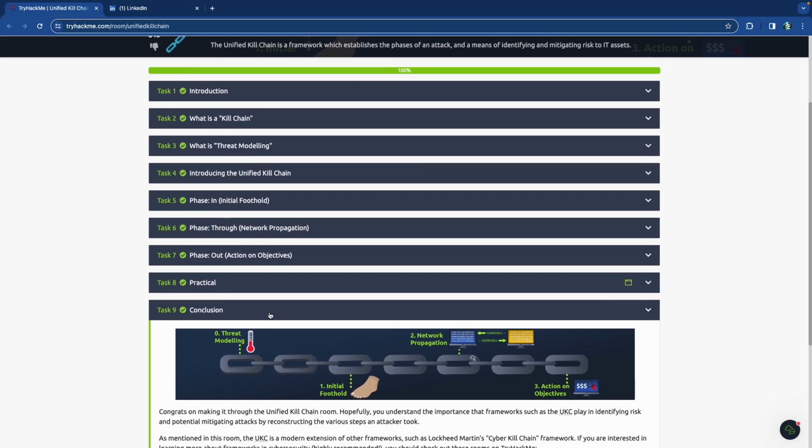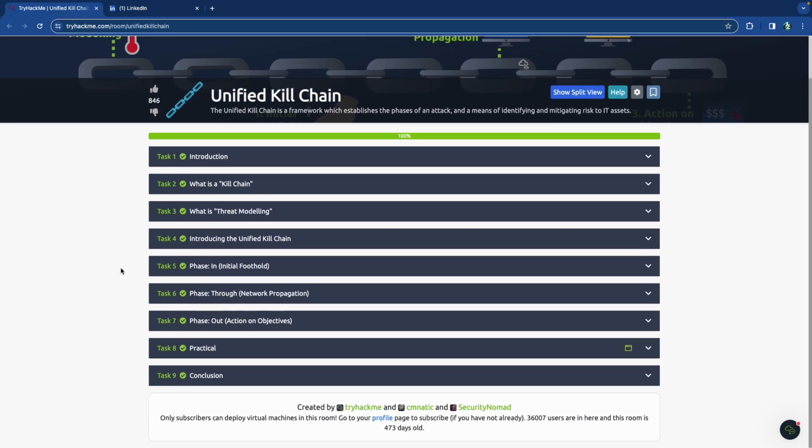I actually found this pretty useful. It was nice. It was a good one. I think we went through it pretty quickly, and this was one of the paid rooms in tryhackme. So if nothing else, you're getting access to information that's only available to paid subscribers.